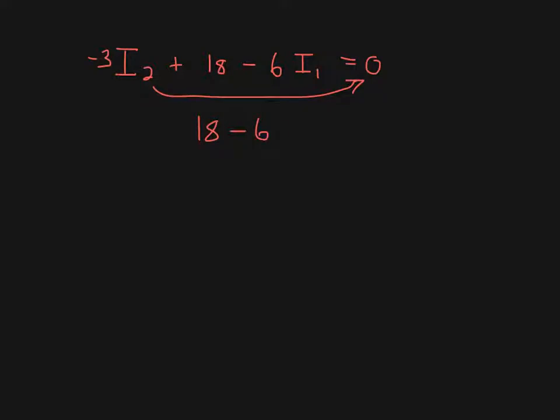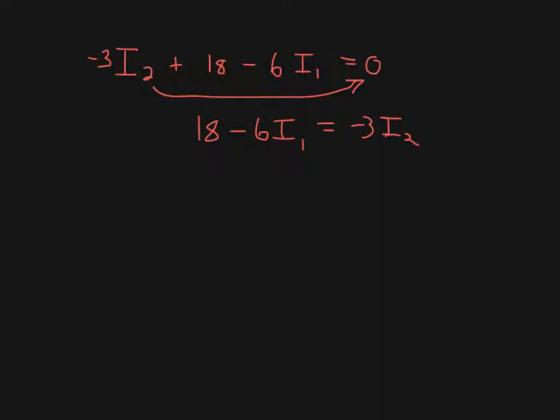Let's do the algebra to actually solve for these things. So we have 3 times I2 plus 18 minus 6 times I1. That's equal to 0. And I said we want to solve this for I2. So I want to get I2 by itself. So I'm going to add I2 to the other side. So I get 18 minus 6 times I1 equals negative 3 times I2.